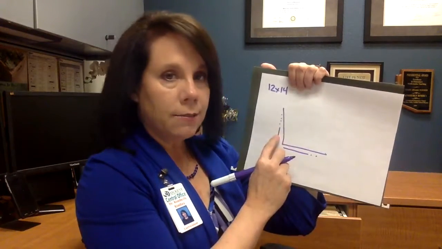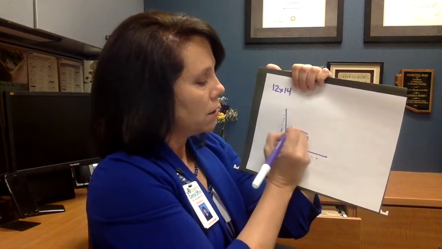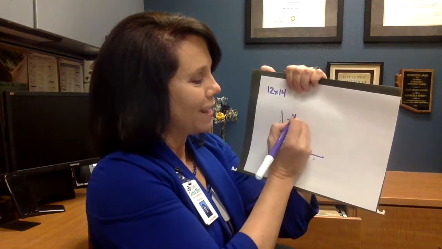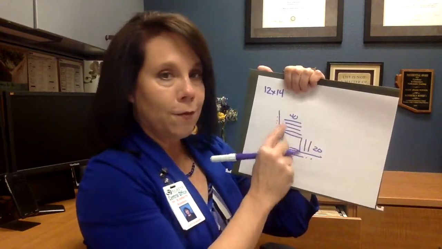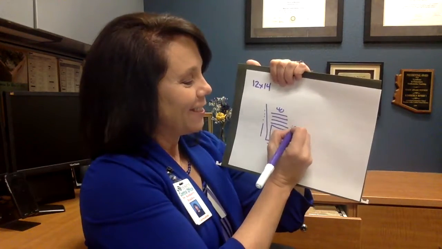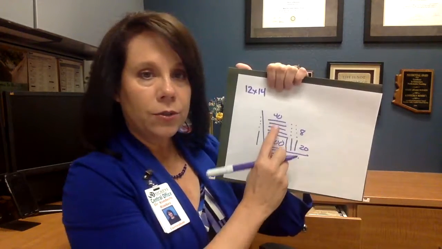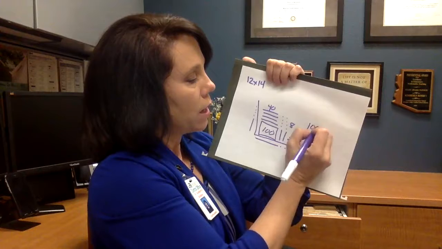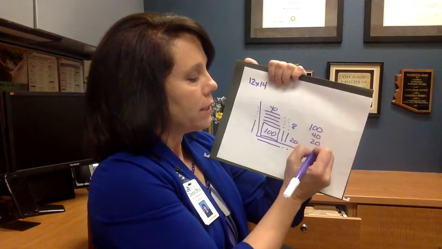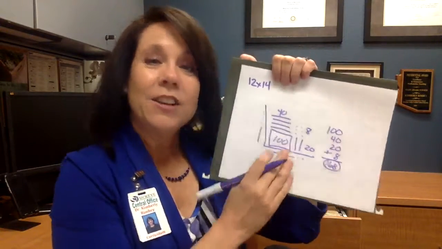So here I have 10 times 10, which would give me 100. 10 times 4, 10, 20, 30, 40. 10 times 2, 10, 20. And then 4 times 2, 1, 2, 3, 4, 5, 6, 7, 8. So here I have 100 plus 40 plus 20 plus 8. If I add those together, 100 plus 40 plus 20 plus 8, I have 168. So that's the area model or the area strategy that you might use.